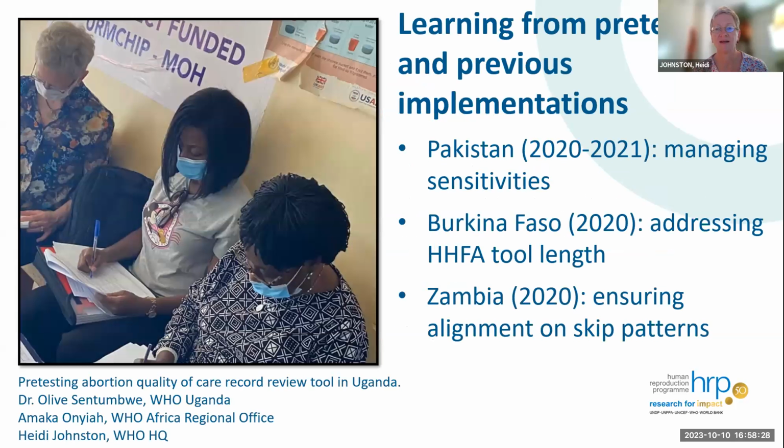From pre-testing and prior implementation, we learned from Pakistan that the sensitivities around abortion needed to be addressed. From Burkina Faso, and I think from Zambia as well, we learned that the HHFA tool, including the abortion set of questions, needed to be shortened. And from the Zambia experience, we learned to make sure that unnecessary skip patterns are not applied, for example.